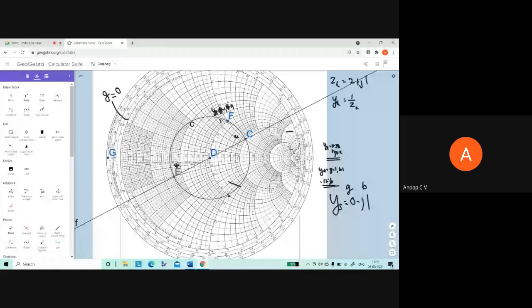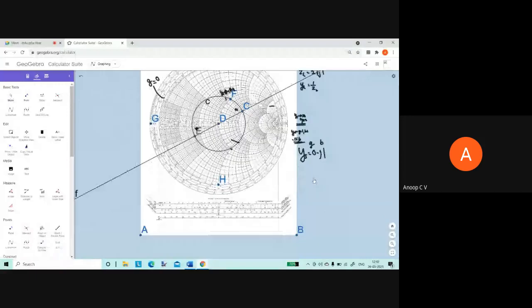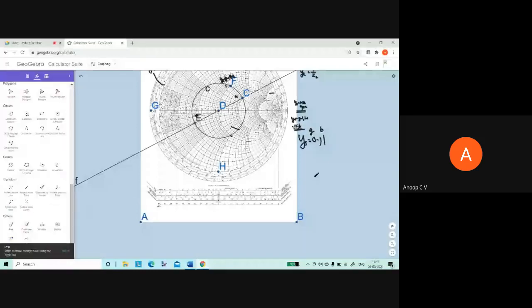So that point H, right? Point H is actually what? Ys. Point H is nothing but ys. So I'll write it here. This is ys, right? So ys is 0 minus j1. So that is ys.